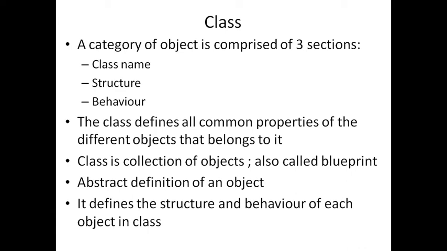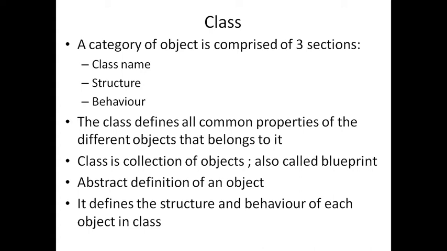Then, in this slide, we are discussing the various definitions of class. A class is a category of objects which is comprised of three sections: first one, class name, then structure and behavior. Class name means the name of the class, structure means we can define the attributes of that particular class, and behavior means we can define the operations or functions of that class.